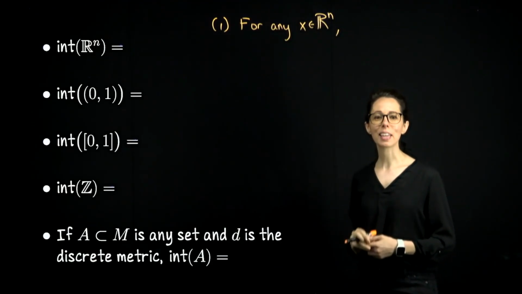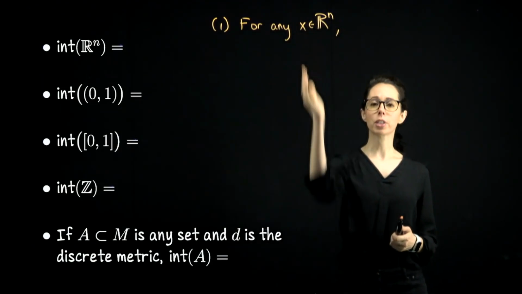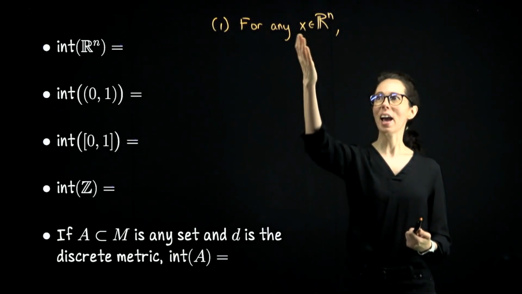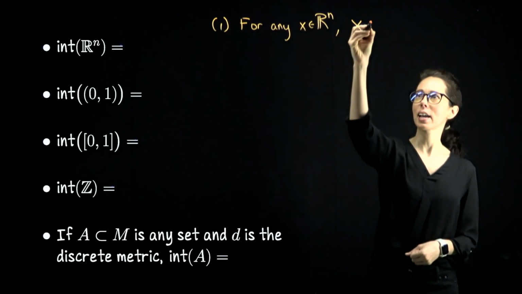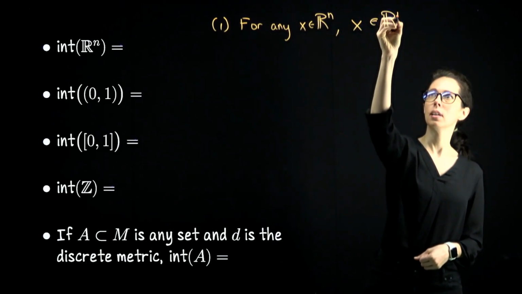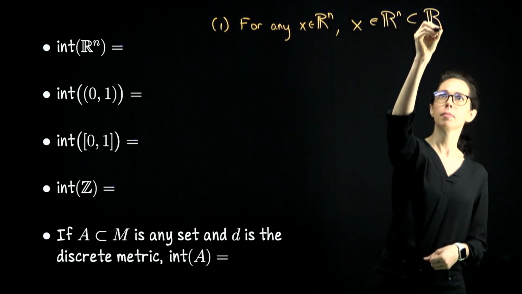here the metric space is Rn, and we know that every metric space is open. So we're saying X is already contained in an open set. Kind of clever, but you can say X is in Rn, which is a subset of Rn.